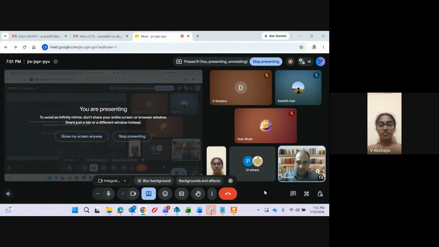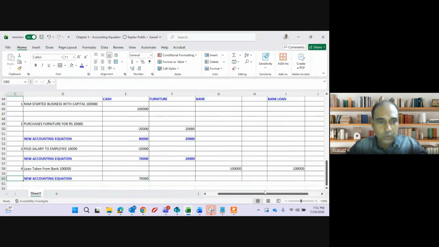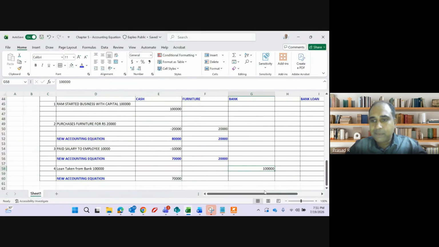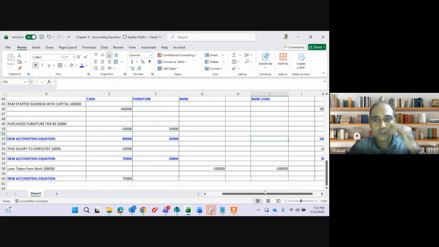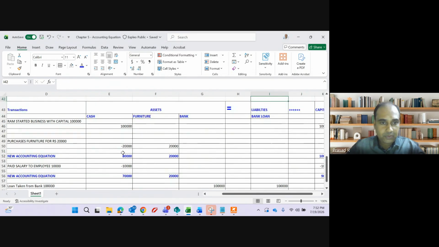Yes, sir. So the two accounts involved: my bank balance will increase by 1 lakh rupees, and my bank loan, the liability, will also increase by 1 lakh rupees.